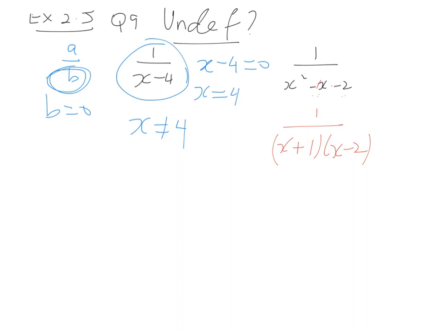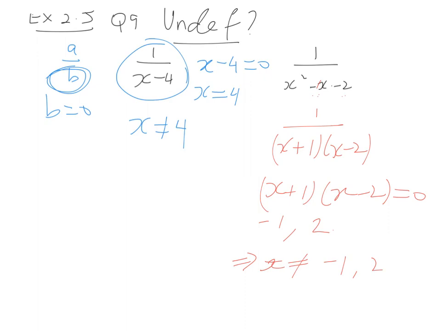So now that we've got that, we want x plus 1 and x minus 2 to equal 0. Well, we know that's got to be negative 1 and 2. So therefore x cannot equal negative 1 or 2. It could be anything else apart from those numbers.